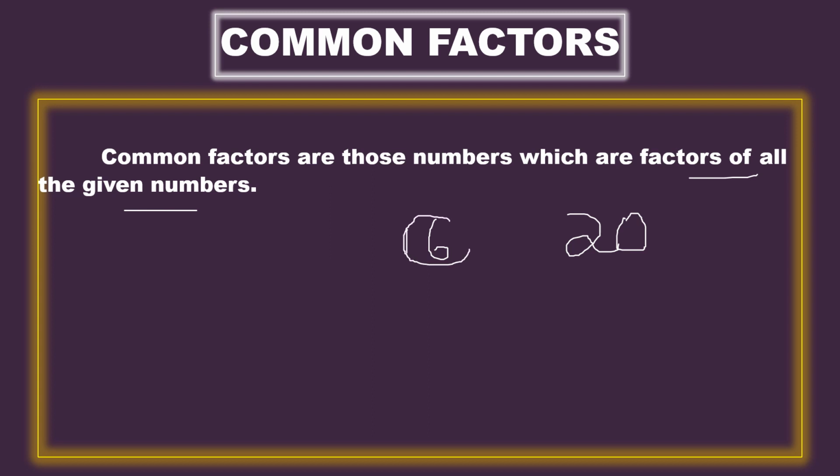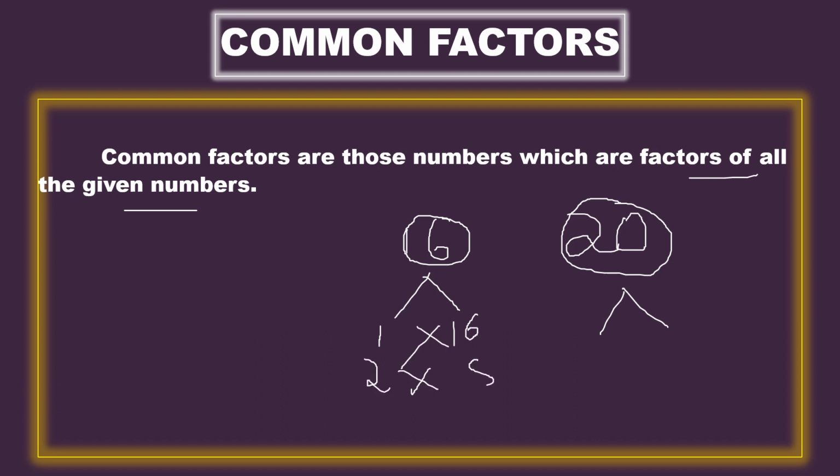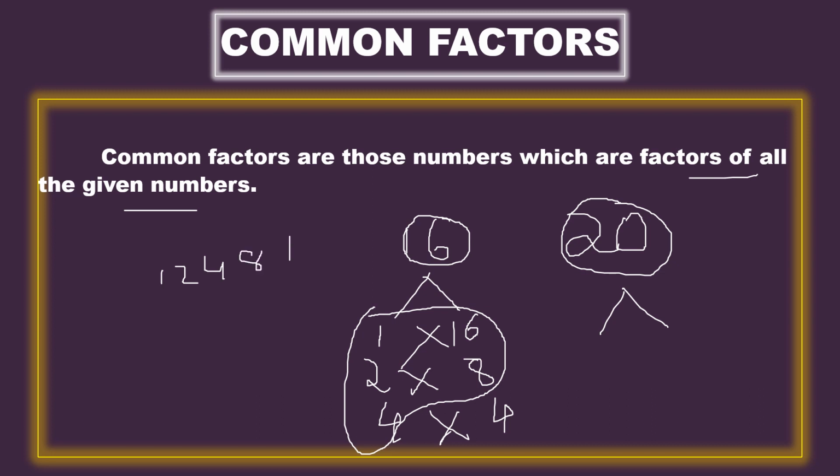If you find out the factors of 16 as well as 20, let me first find the factors of 16. 1 16 is 16. 2 8s are 16, and 4 4s are 16. So the factors are 1, 2, 4, 8 and 16.